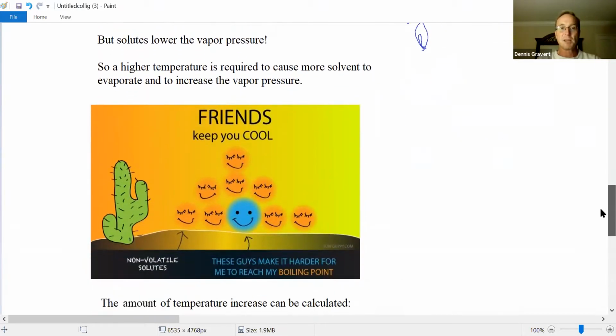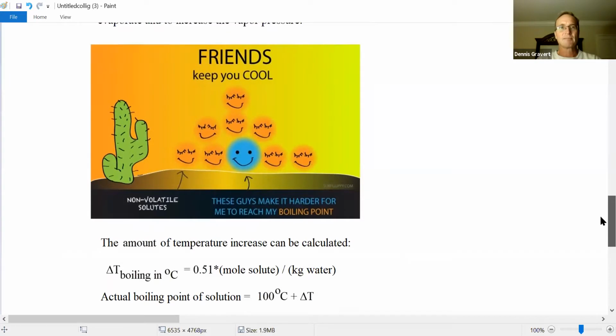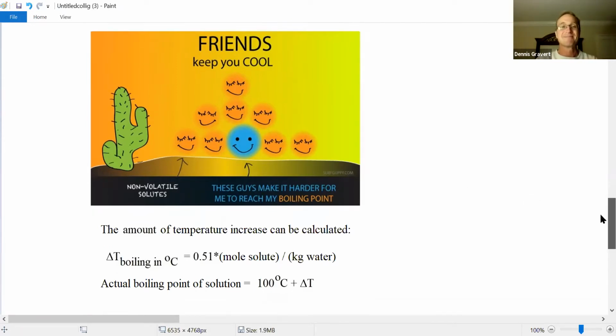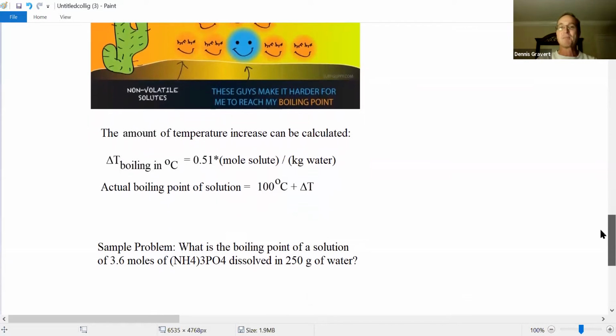So I found this cool little meme somewhere on the internet. Friends keep you cool. Yeah, so these are the non-solutes, a lot of them, so it's concentrated, a lot of solutes in here, and that will slow down the evaporation of water, causing it not to boil at 100 degrees, but makes it harder to reach the boiling point. You have to go above the boiling point of pure water so that the solution, the mixture of solute and water, can boil.